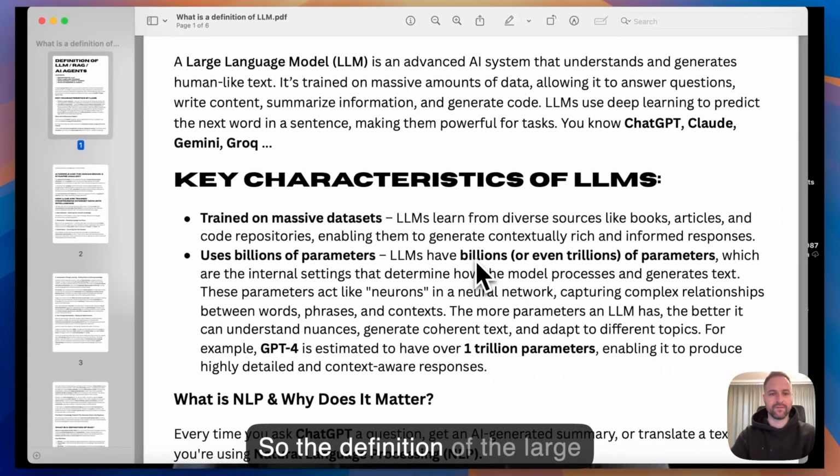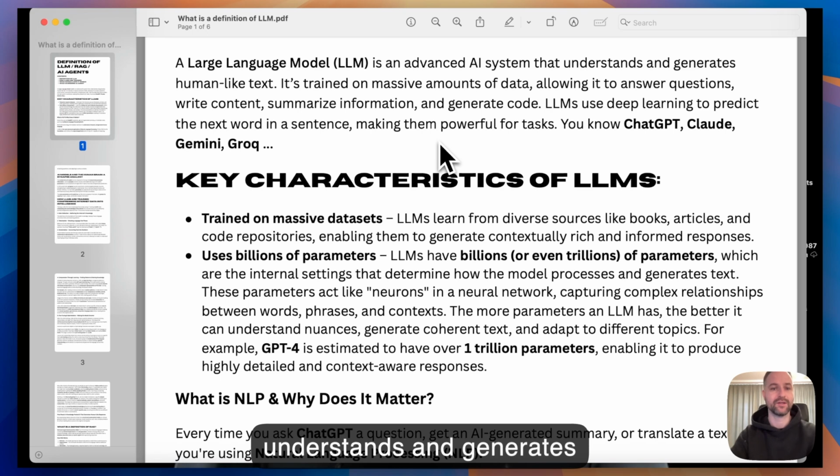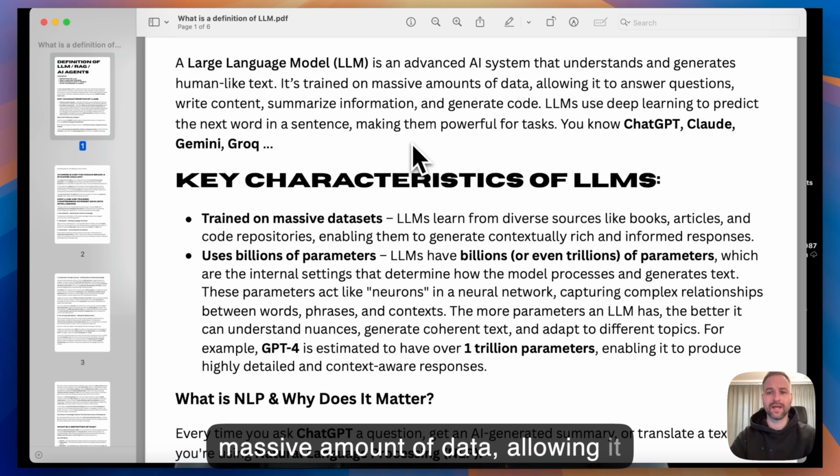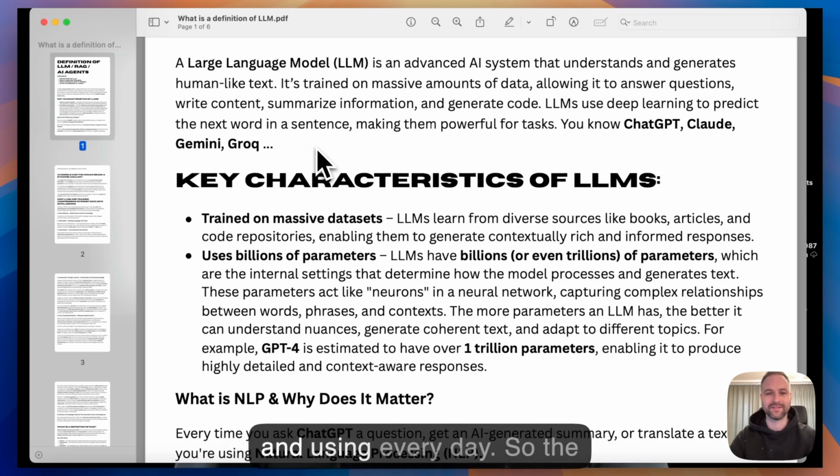So the definition of the large language model is that it is an advanced AI system that understands and generates human-like text. It's trained on a massive amount of data, allowing it to answer questions, write comments, summarize information, and generate code. LLMs use deep learning to predict the next word in a sentence, making them powerful for tasks. You know all, ChatGPT, Claude, Gemini, Grok, and all that. All these are the large language models which we are actually interacting with and using every day.